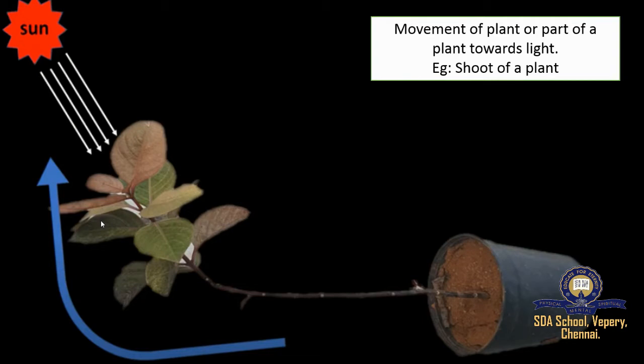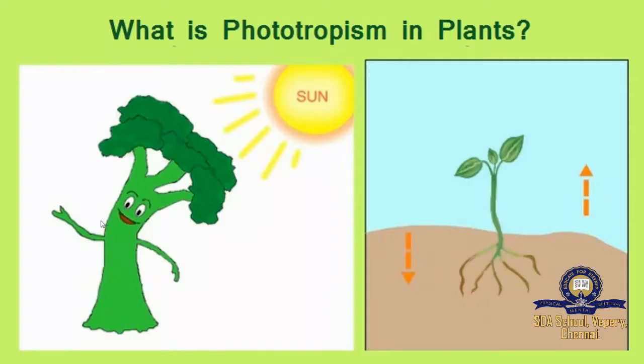Example, the shoot of a plant. So here, the root grows against the light. See in this picture, the root grows against the light, whereas the shoot grows towards the light. Thus, roots are negatively phototropic and the shoots are positively phototropic. Am I making it clear? So this is known as phototropism in plants. This is the first type of tropism in plants.